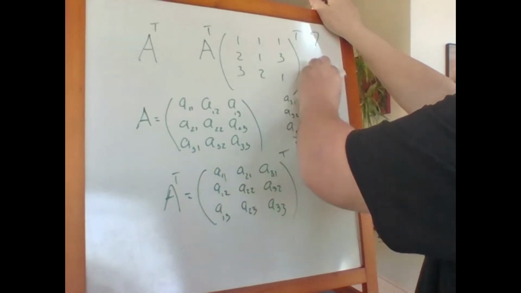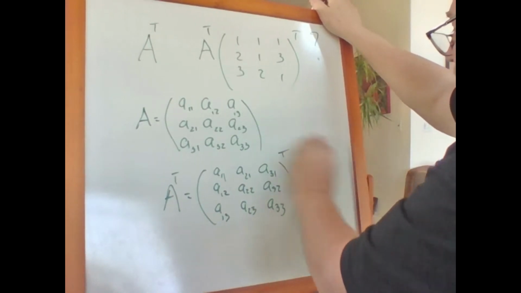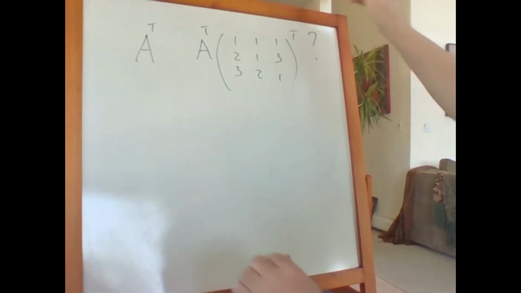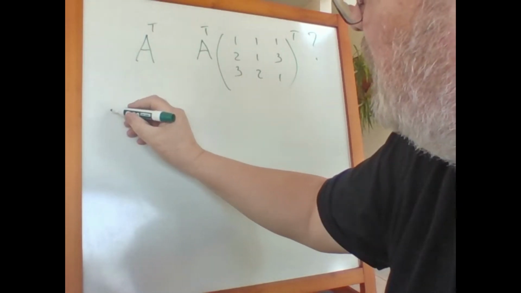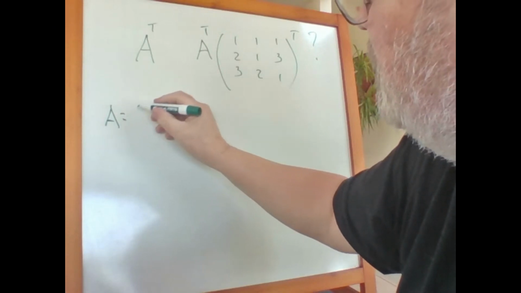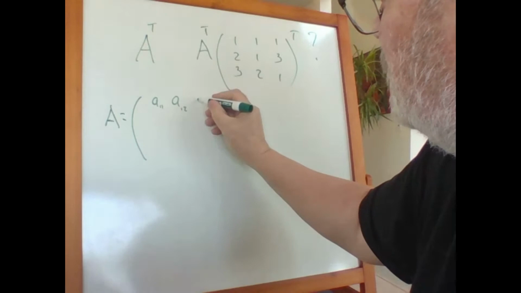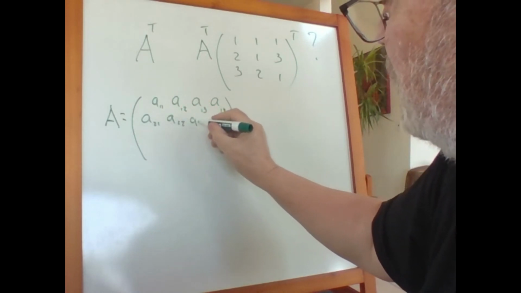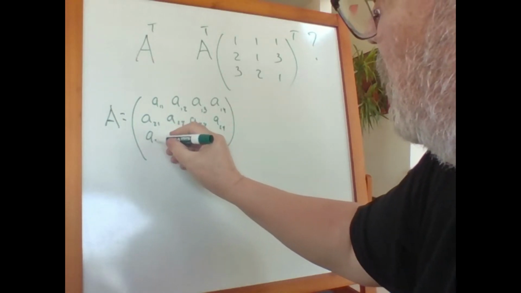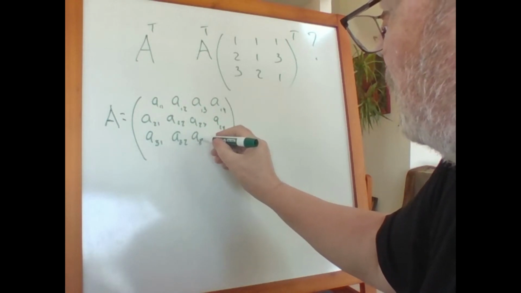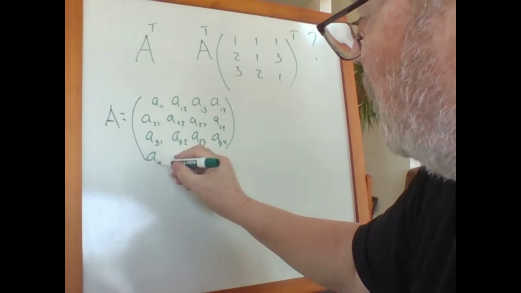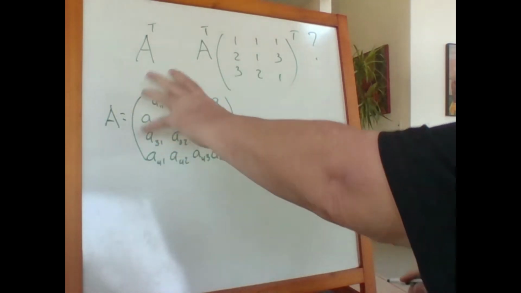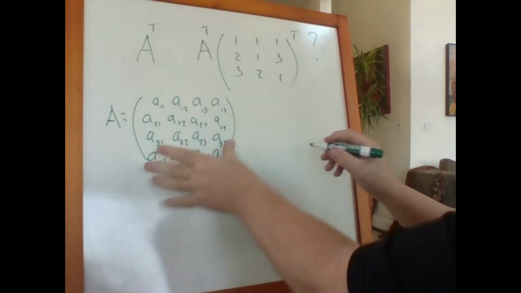Now, if you had a 4x4, what do you do? Anytime you got an odd number, you have a middle that remains the same. Even numbers, you have to swap. So if we have a matrix A11, A12, A13, A14, A21, A22, A23, A24, A31, A32, A33, A34, and lastly A41, A42, A43, A44. Now, if we rotate that clockwise 90 degrees, these become columns.